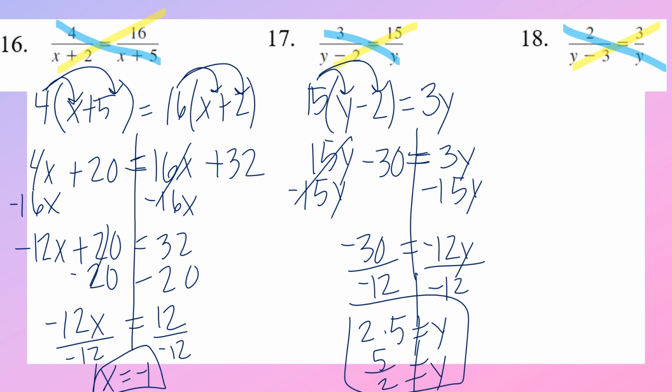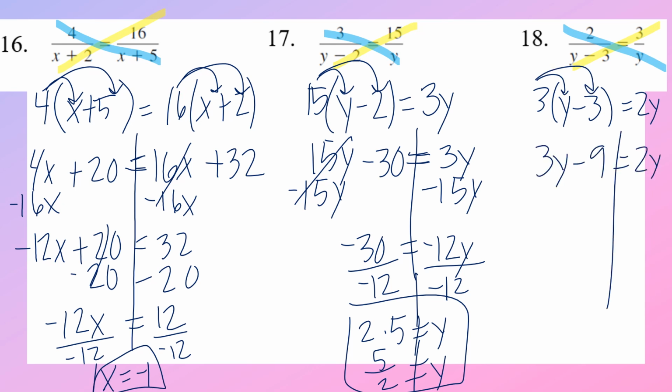For 18, so I have 3 times y minus 3 equals 2y. Again, distribute in that 3, so we have 3y minus 9 equals 2y. I'm going to subtract 3y from both sides. I'd get negative 9 equals negative y, or negative 1y. Divide both sides by negative 1, you get 9 equals y.